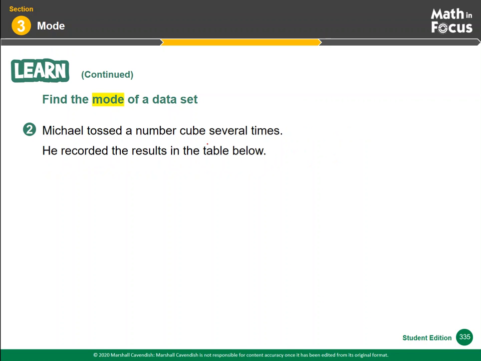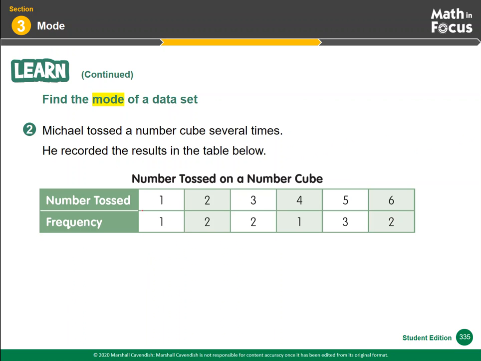Michael tossed a number cube several times. He recorded the results in the table below. I always think it's weird they call it a number cube instead of a dice. I don't know, a die, whatever they want to.